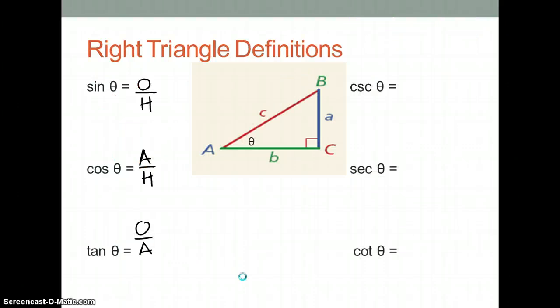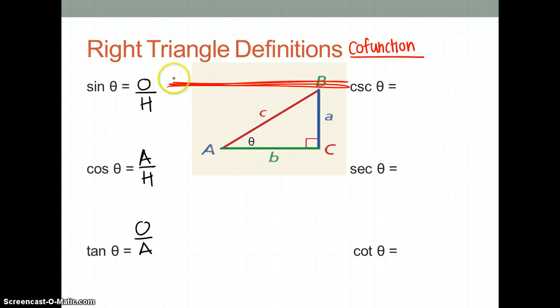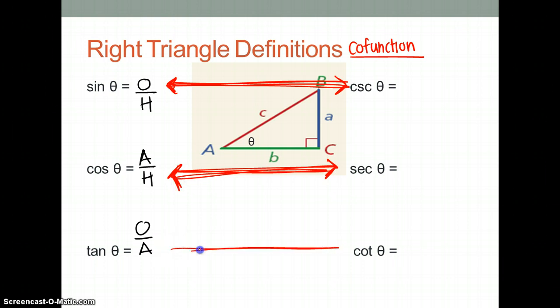So with our right triangle, if we're talking about sine, I have written on the left side the sine, cosine, tangent. Now we have the cofunctions that go with them. These cofunctions are linked together. Sine is linked with cosecant. Cosine is linked with secant. And tangent is related with cotangent.